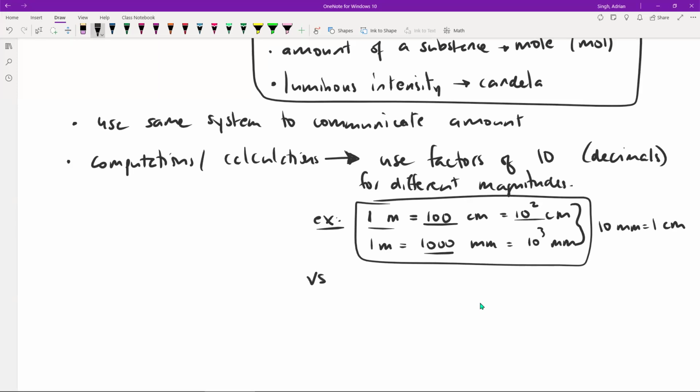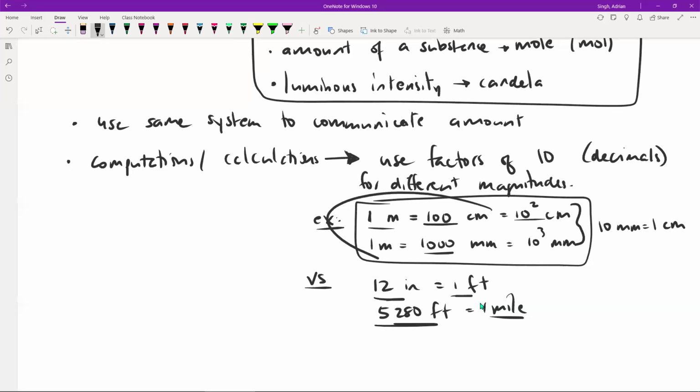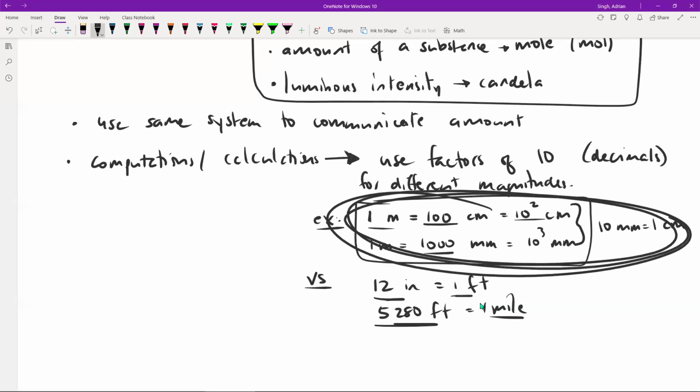As opposed to using the imperial or the British system, where it's 12 inches in a foot, and then maybe there are 5,280 feet in a mile. There really isn't any rhyme or reason to these different relationships. But there is a definite relationship using the metric units in the SI system, and that's the hallmark of it. That makes it so user friendly. As long as we can work with powers of 10, it'll be a lot easier to navigate through some of those.